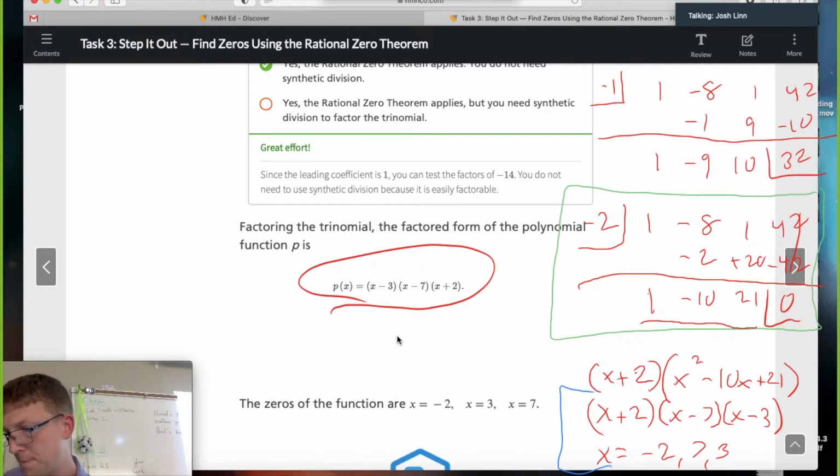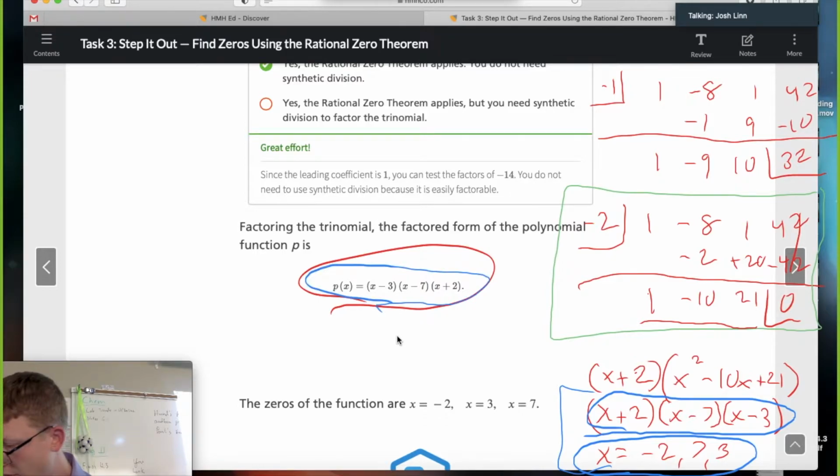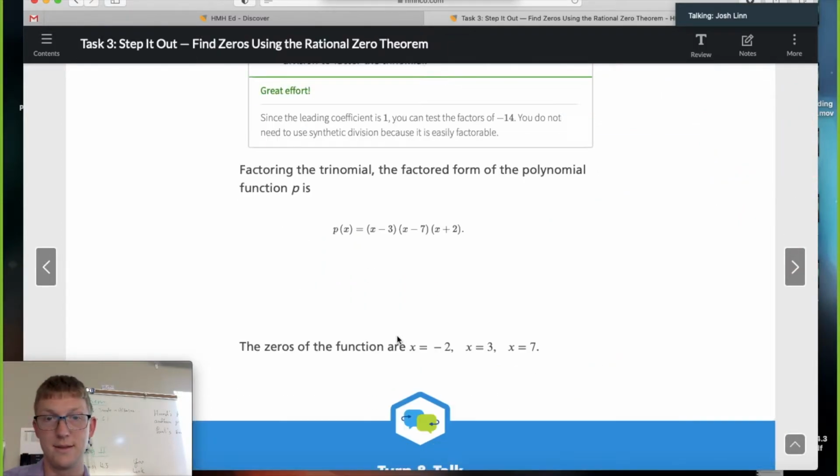Right there. So we have successfully found the roots and the zeros of the function. Here are our zeros. Here are our roots. So again, our roots, our zeros. Make sense? Great.